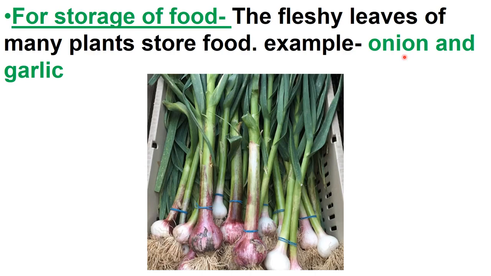That onion is a modified stem. So here I want to tell you that onion has both modified stem as well as modified leaves. All the layers that you eat, starting from the outermost layer, those are modified leaves. And the central part of the onion, that is modified stem. So onion has both modified stem as well as modified leaf, right? So you can give this example for both modification of stem as well as modification of leaves, right?